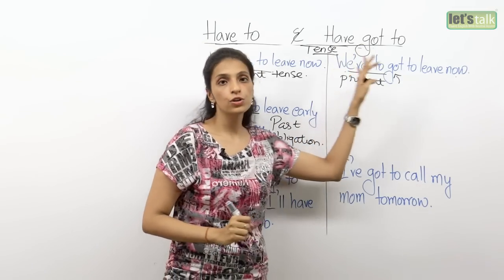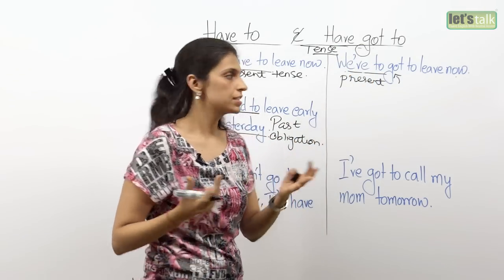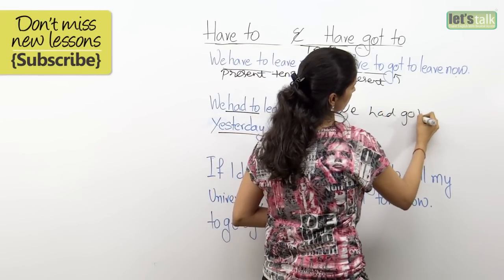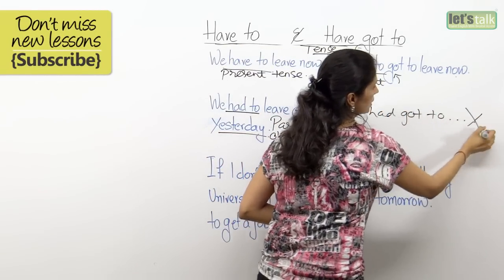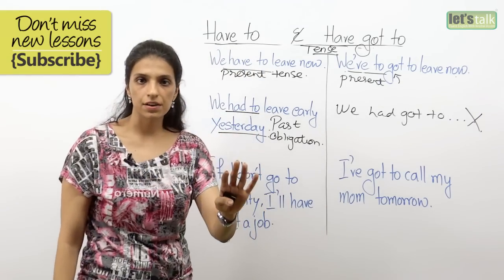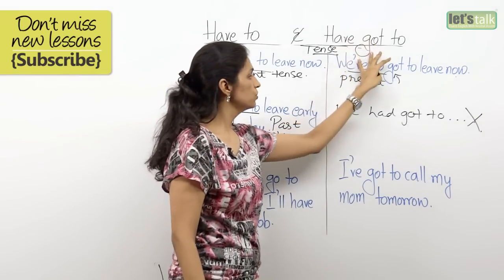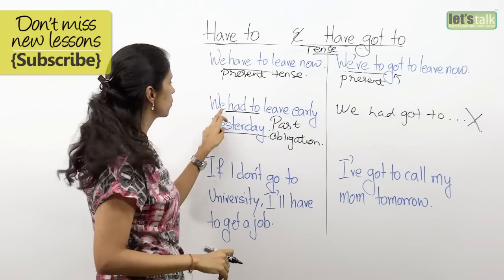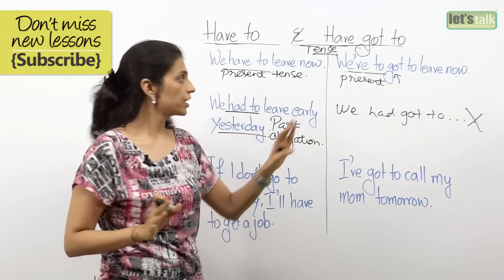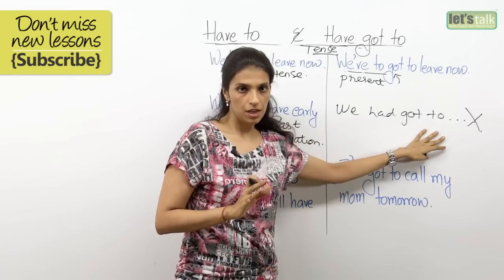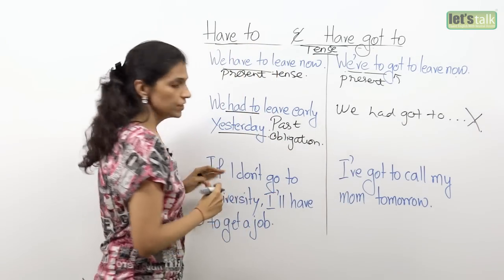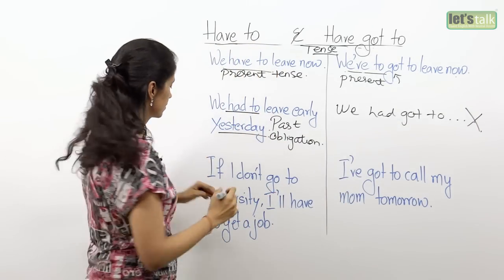Well, with have got to, you can never use the past tense because you don't have a structure like we had got to leave early yesterday. Something like this is completely incorrect. So with have got to, when you want to talk about a past obligation, it's best to use we had to. You cannot say we had got to. That's absolutely incorrect.